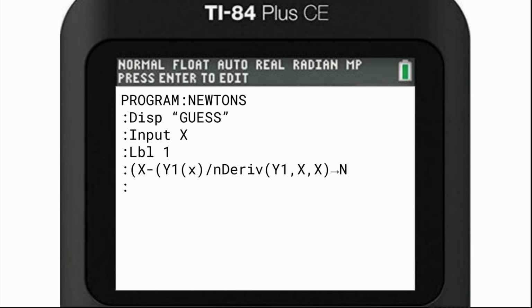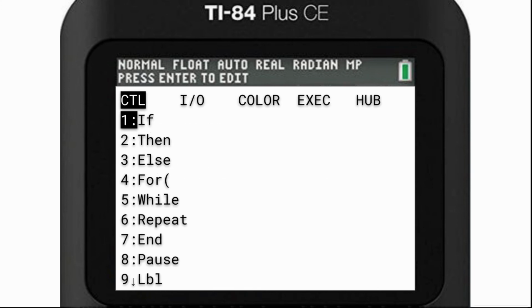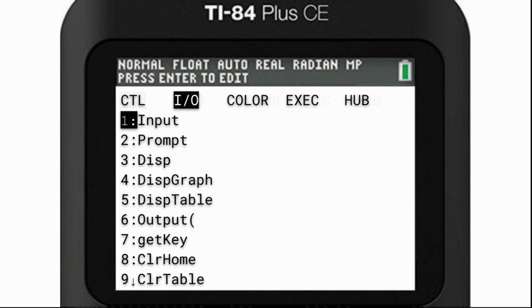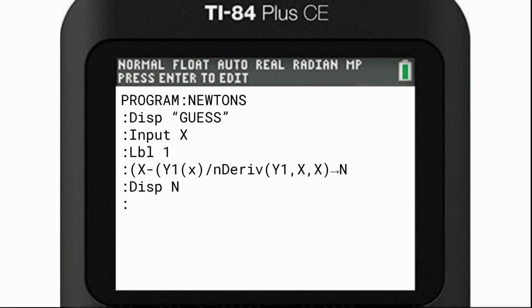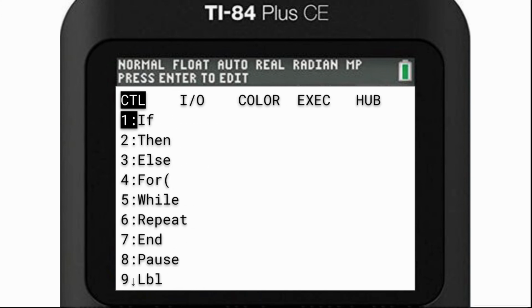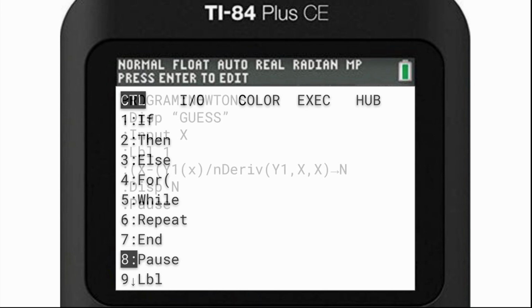Again, you'll press Program, scroll to I/O, and go down to the third option, which is Display. Then you'll display that as N. Again, Program 8, which is pause, enter.